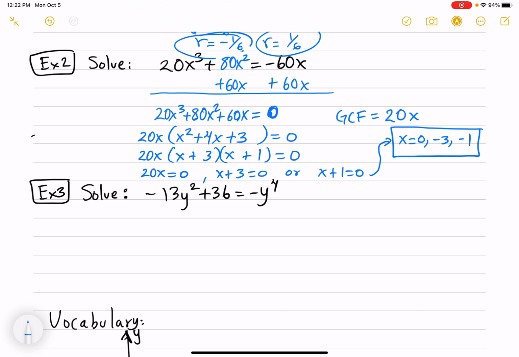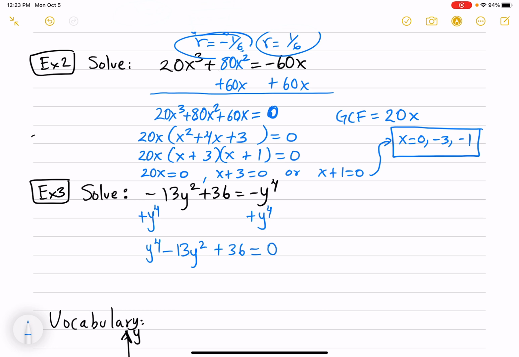Let's take a look at one more. Same idea. On this one, we're going to move that y to the fourth power to the left side so that we can have y to the fourth minus 13y squared plus 36 equals 0.